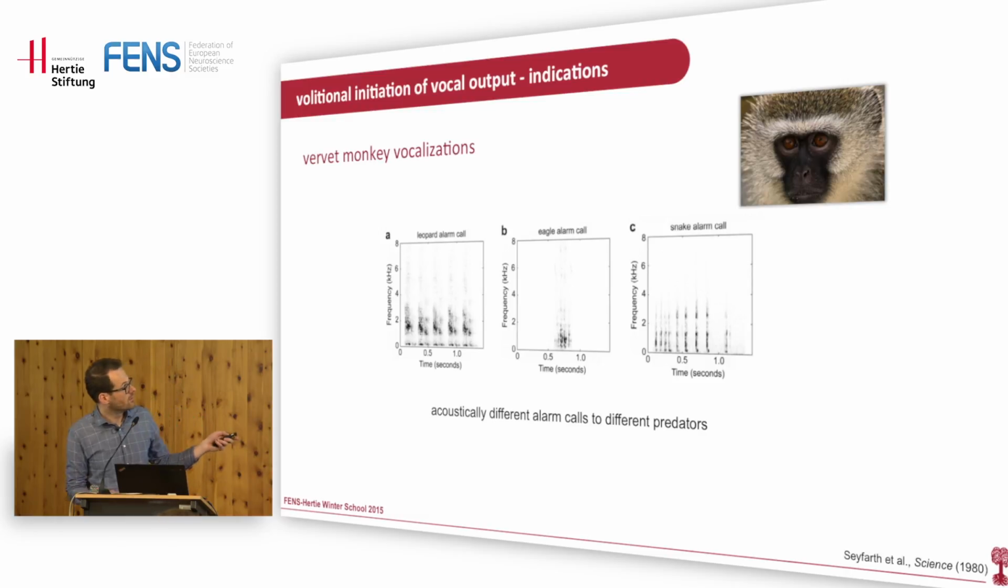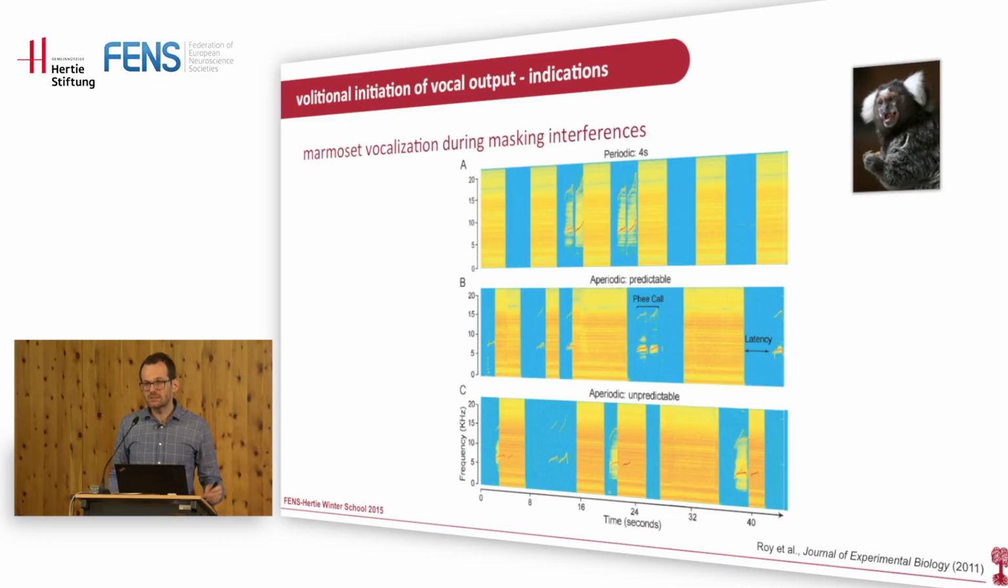So when they see a snake, they do a snake alarm call, or in response to a leopard, a leopard alarm call. This gave the idea that there might be some behavioral evidence for volitional control over the onset of specific vocalizations. There are also recent studies that showed such indications, and another example is a pretty recent study by Samahanto and Roy, who was a postdoc in Xiaoqin Wang's lab. They played back noise bursts to marmoset monkeys to see how this changes their vocal behavior.